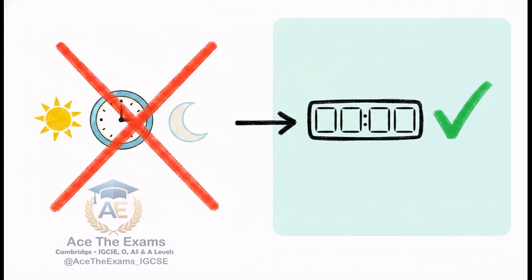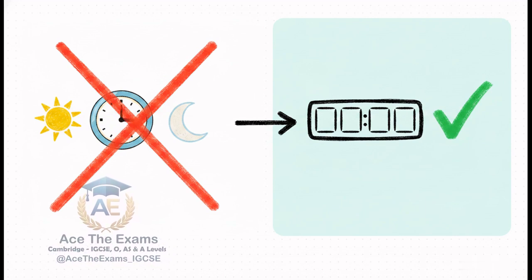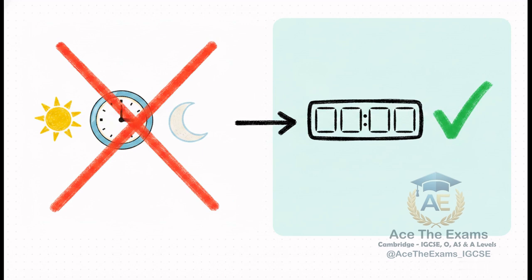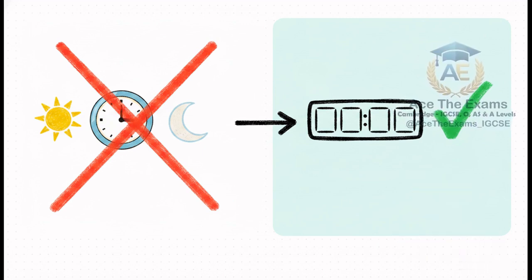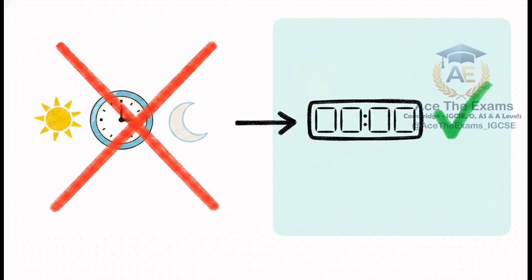You must explicitly convert your times to the 24-hour format as your absolute first step. This gives you a solid, reliable mathematical integer to work with. It prevents those silly, avoidable red pen mistakes that ultimately ruin your final grade.